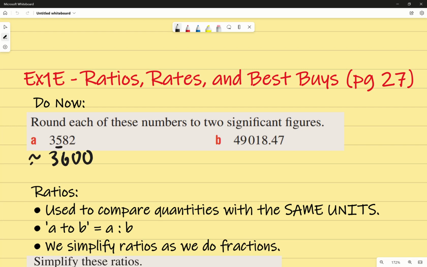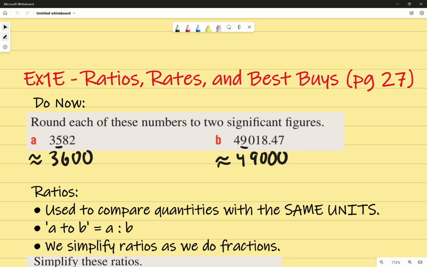Squiggly lines, or approximately 3,600. Second number, what is the second non-zero digit? 9, good. So I look at the number after that. It's 0, which means we round down, and we leave it as 49000. Again, we put the squiggly, thank you very much. Lovely. Pretty straightforward. Content for today, we're looking at ratios, rates, and best buys.